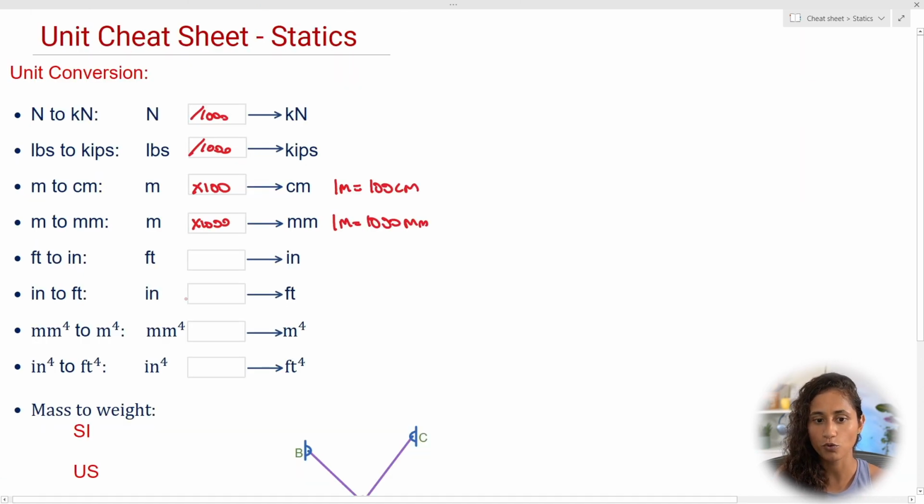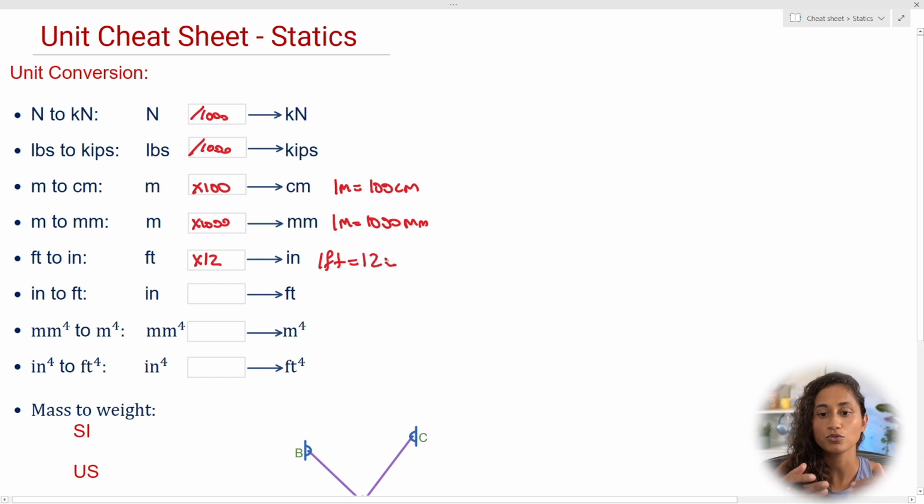Now, let's go back to page 4 and finish this up. So if we have, let's say, feet to inches, what we're going to do here is take 1 foot, multiply it by 12, and that would give us inches. Another way to think of it is that 1 foot is equal to 12 inches.